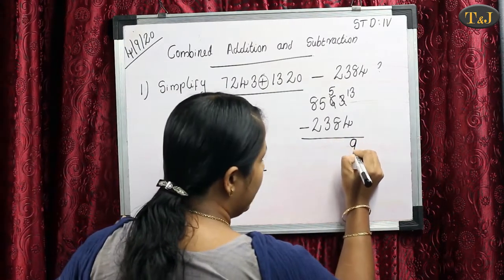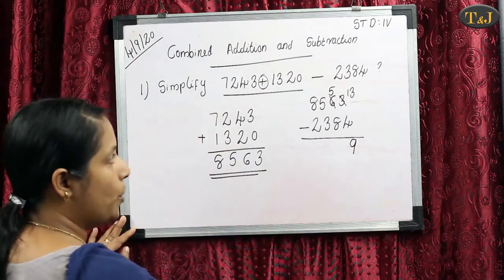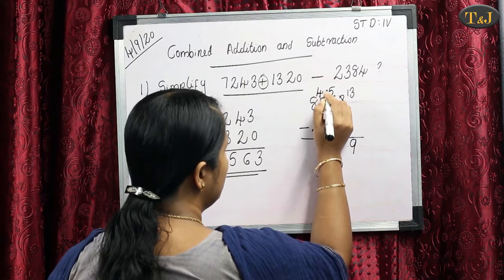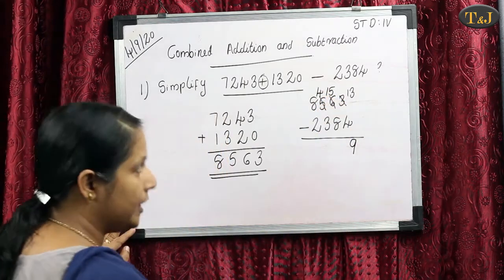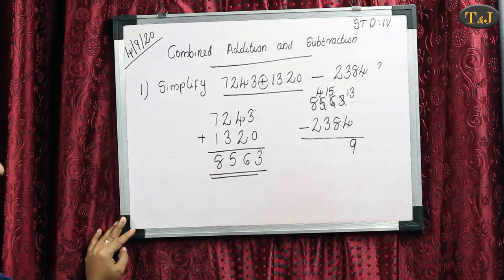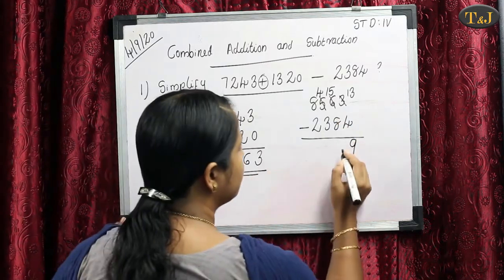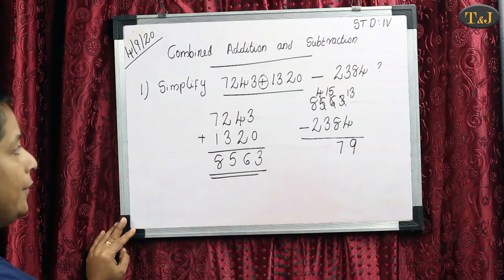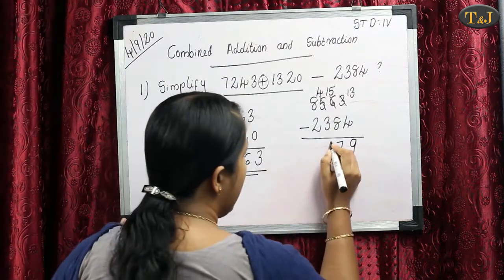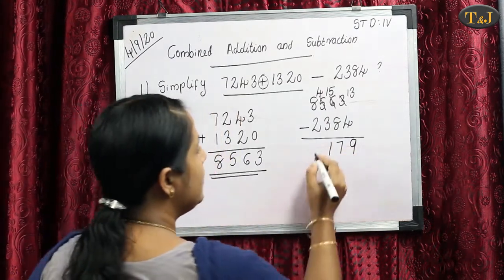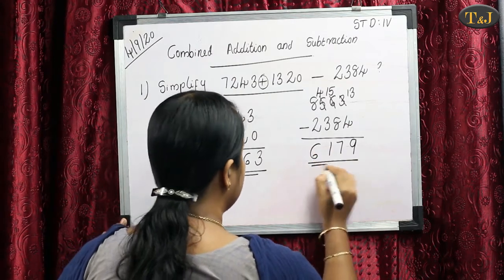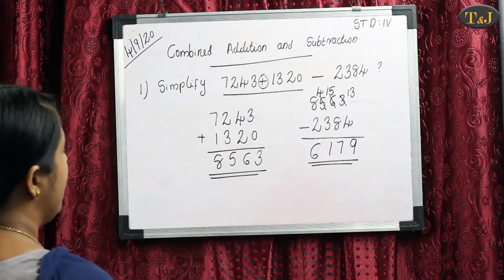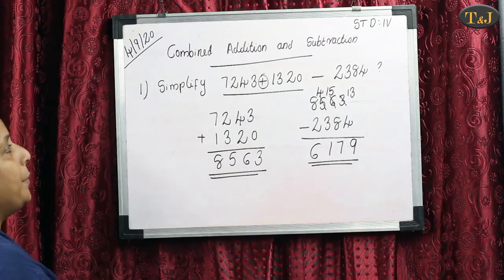So we write 9. Then 5 minus 8 is not possible. So again borrowing 1 here and write the number as 4, and here the number is 15. Then 15 minus 8 equals 7. So we write 7. Then 4 minus 3 equals 1, and 8 minus 2 equals 6. So we get the answer as 6,179.